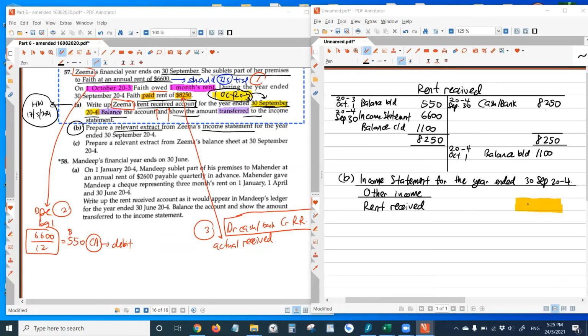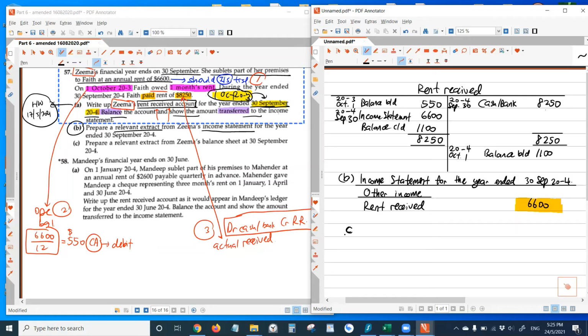Yes, correct, 6600. The purpose of doing the transferring process is to show the should amount in the income statement. So 6,600 is the amount that you are entitled to receive for rent received during the year. So show that amount in the income statement. Must always remember, amounts shown in the income statement are always the should amount.